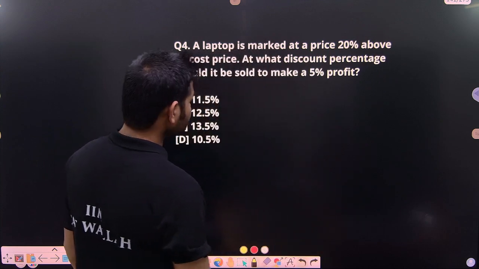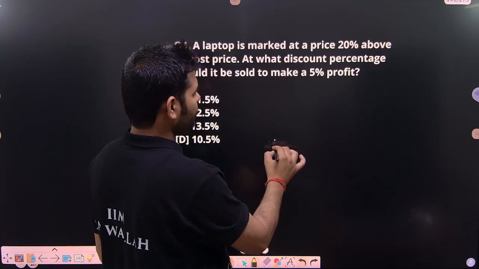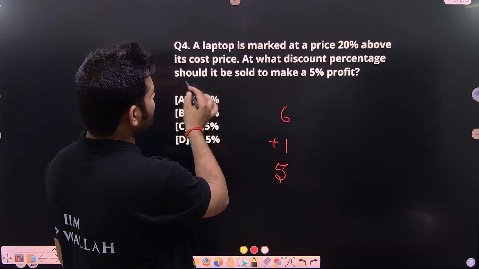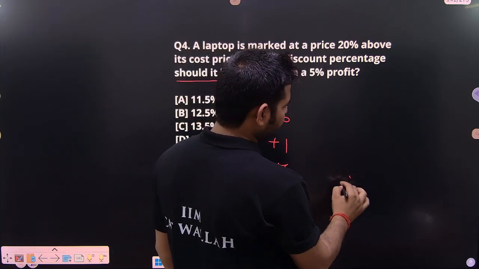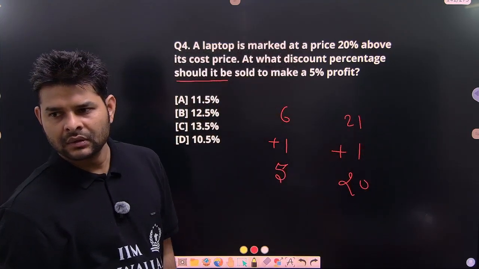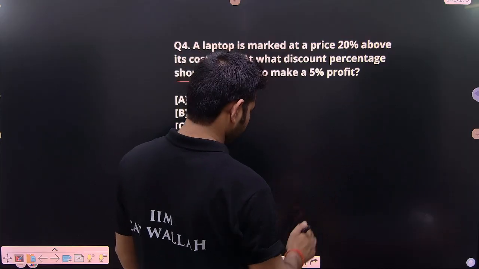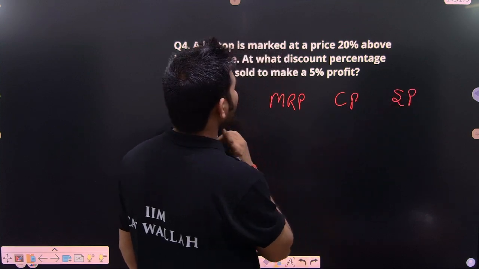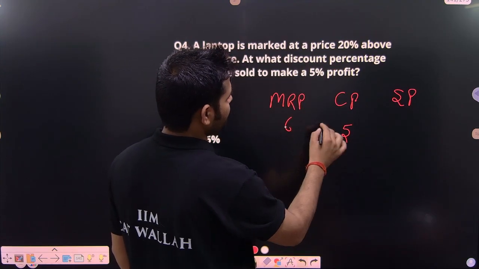If a laptop price is 20% above mark, so 20% is 5, 1, 6 is MRP. And at what discount percent should it be sold to make 5% profit? So 5% means 20, 1, 21. Basically MRP, I need to write it down. CP, SP. So MRP is 20% profit, so CP is 5, MRP is 6.